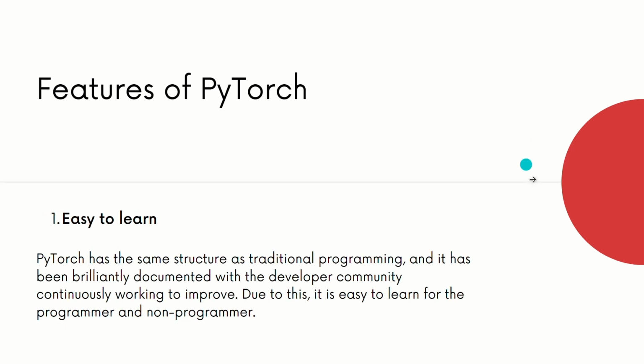Now, features of PyTorch. So it is easy to learn. PyTorch has the same structure as traditional programming, and it has been documented with such smoothness. You can just go through the documentation and easily understand what PyTorch is. And also the developer community is continuously working on it to improve. So due to this, it is very easy to learn for the programmer as well as a non-programmer. Moving on to the next feature.